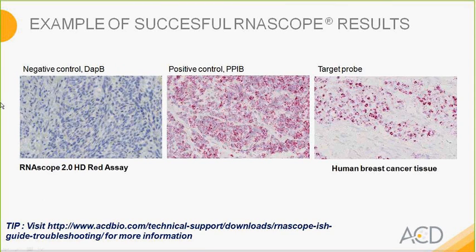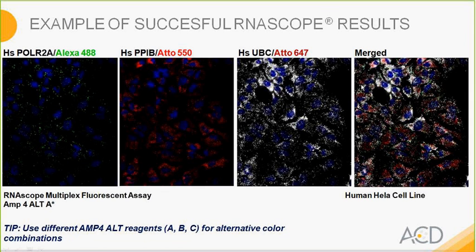Here is an example of a successful RNAscope result. It shows the clean DAPI signal, robust PPIB staining, and a specific target probe staining. This is what you'll be looking for in all your results when you get an ideal condition for your assay. You can visit the troubleshooting guide for additional information on how to acquire results that have clean DAPI, great positive PPIB, and great target probe signal.